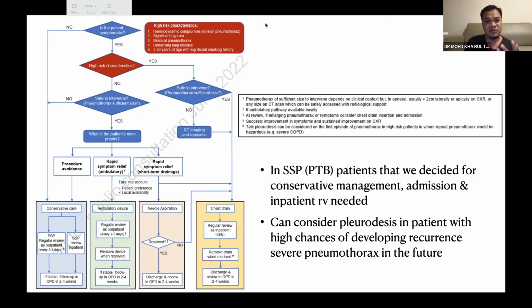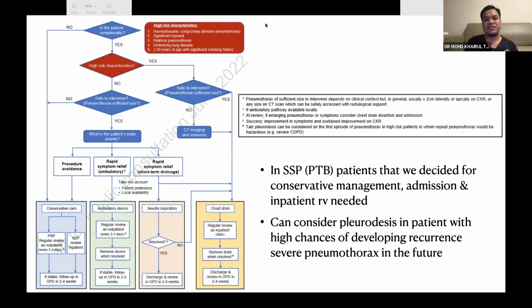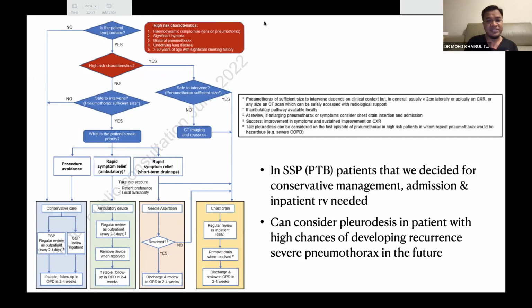So that's why you need to ask yourself whether this patient has tension pneumothorax or significant hypoxia, bilateral involvement, or any known underlying lung disease, or whether the age is more than 50 years if the patient is a smoker. If the patient is not symptomatic, we can opt for conservative management, regardless of the size, and also regardless of whether it's primary or secondary pneumothorax. If the patient is symptomatic and has high risk characteristics, there is a low threshold for inserting a chest drain, meaning you need to insert a chest tube in this type of patient.